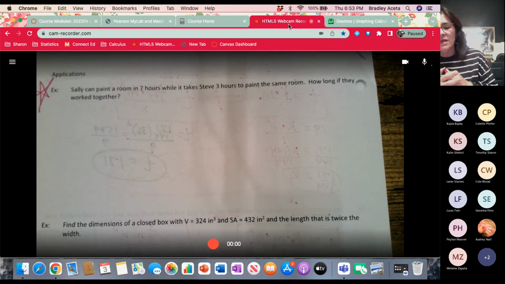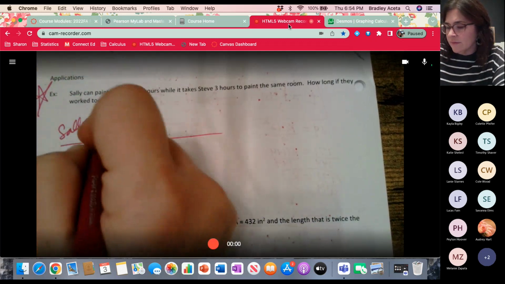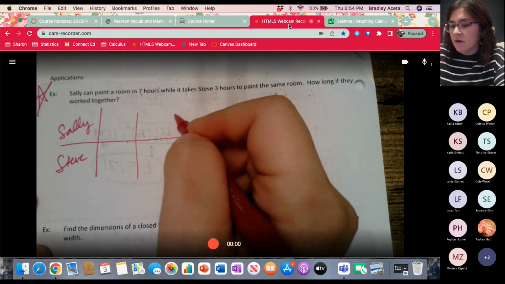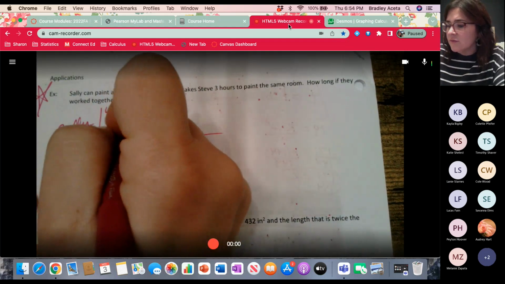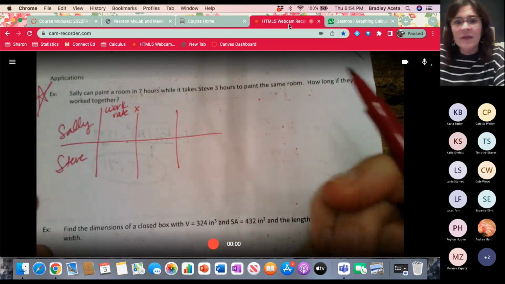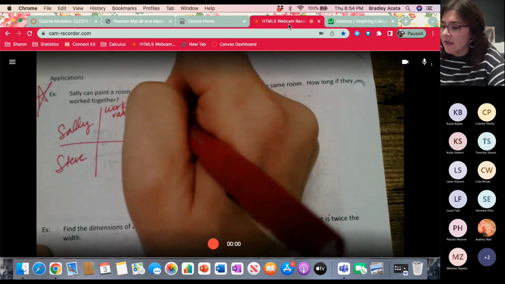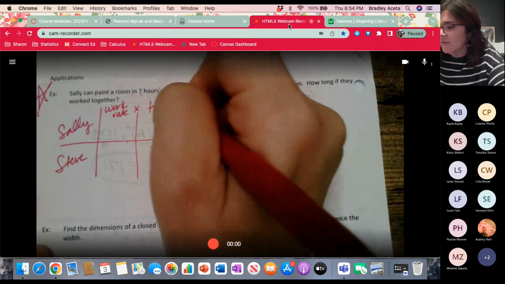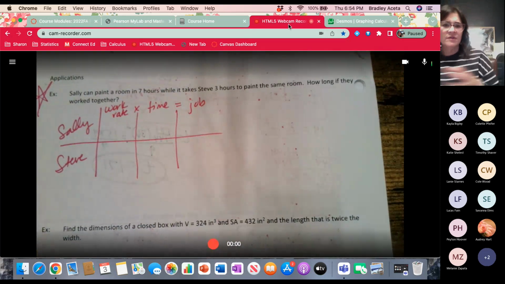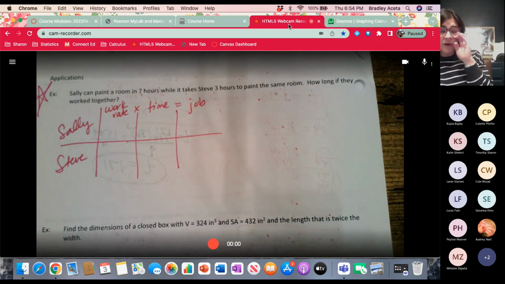Sally can paint a room in 7 hours while it takes Steve 3 hours to paint that same room. How long if they work together? So I like to make a table for this. This is how I've always taught it when I taught this in Algebra 1. You've got Sally and you got Steve. And you do what's called a Sally and Steve's work rate. And you're going to multiply that by the time that they're painting or whatever. And it equals a job. So this is the little chart that I always do. This is called a work rate problem.